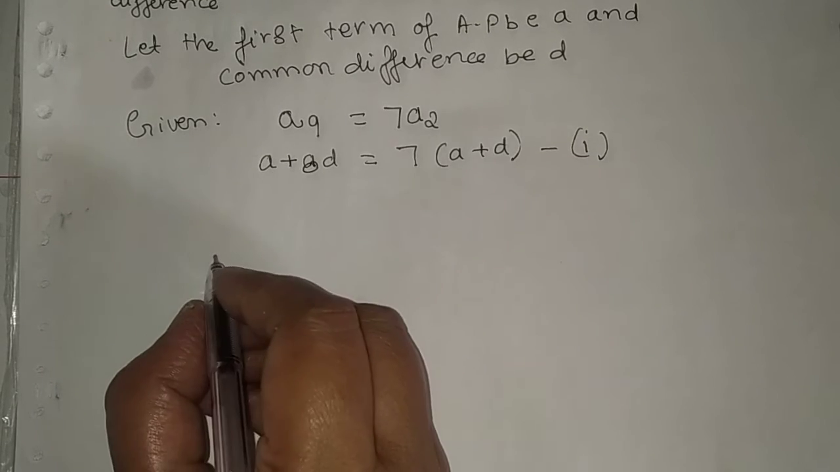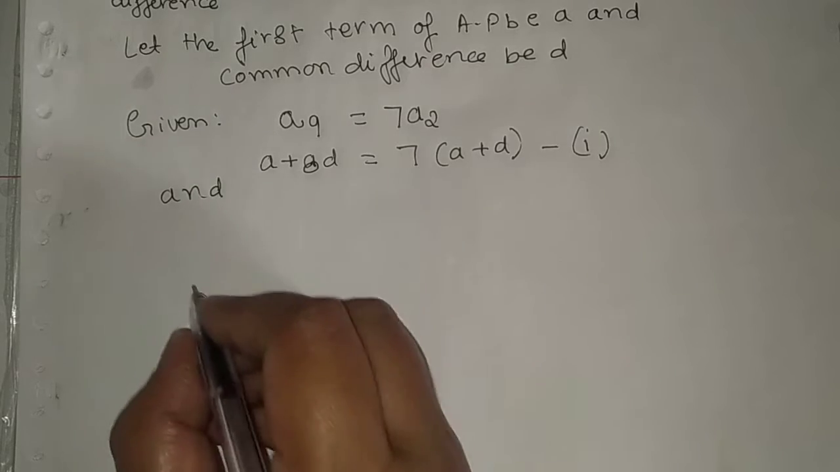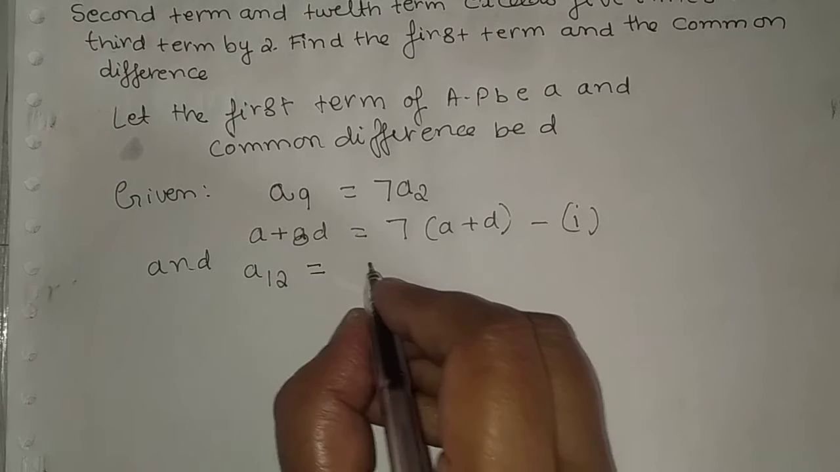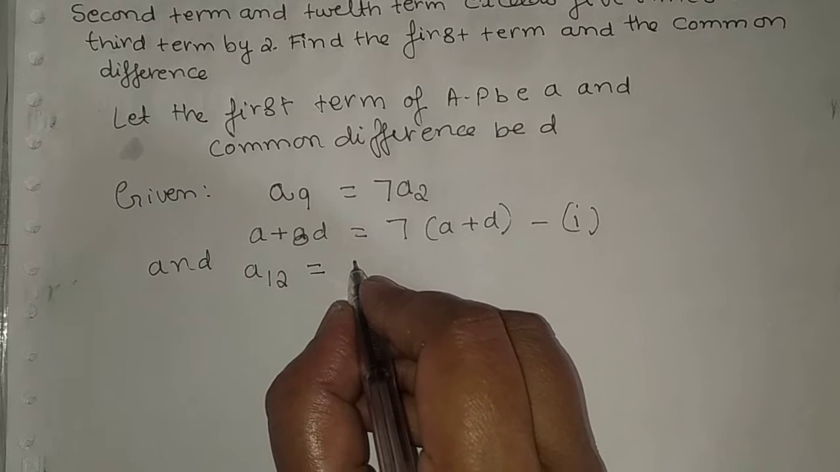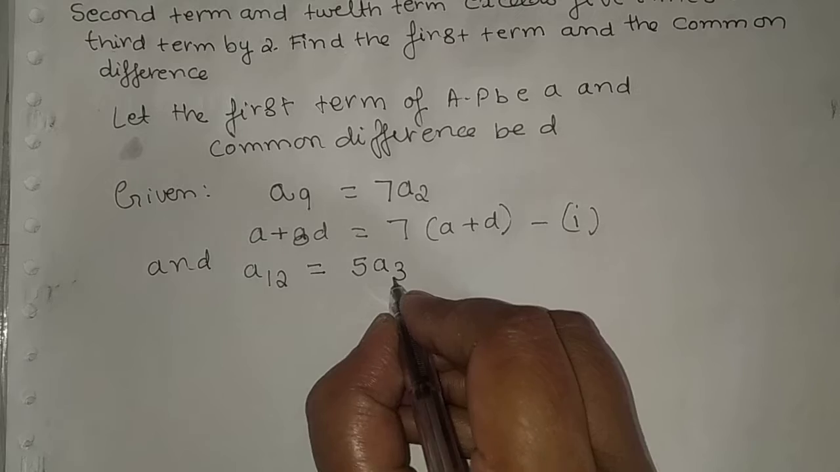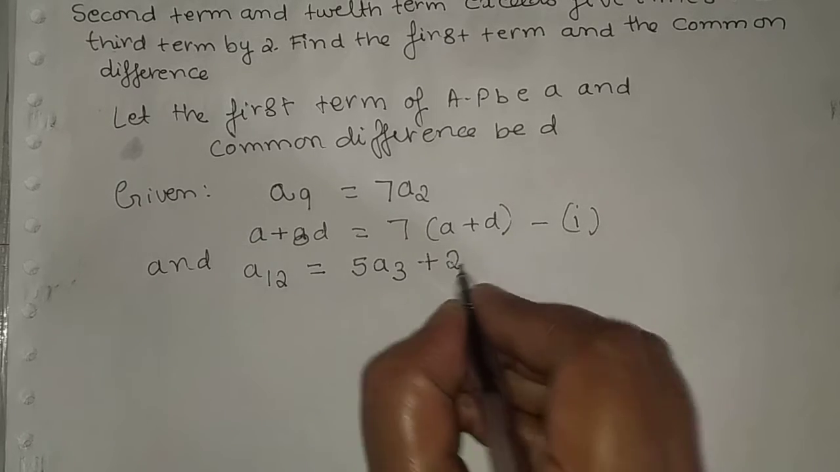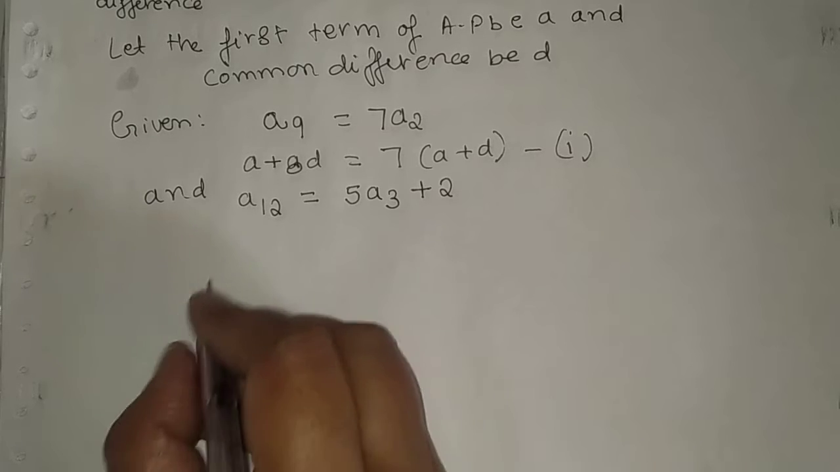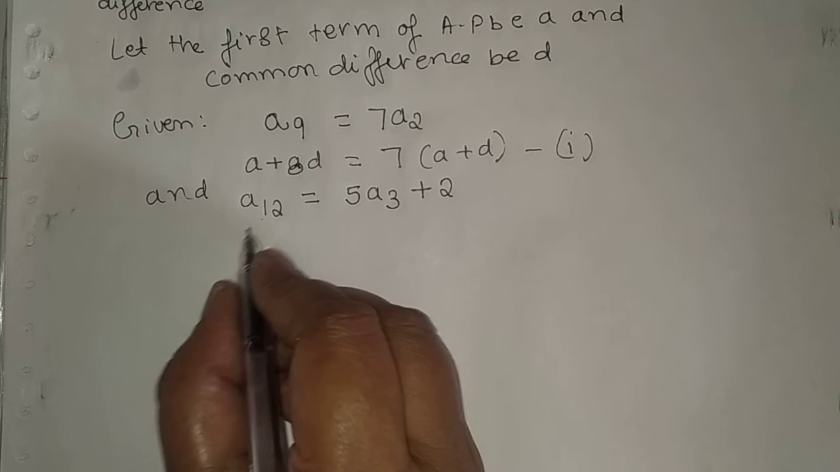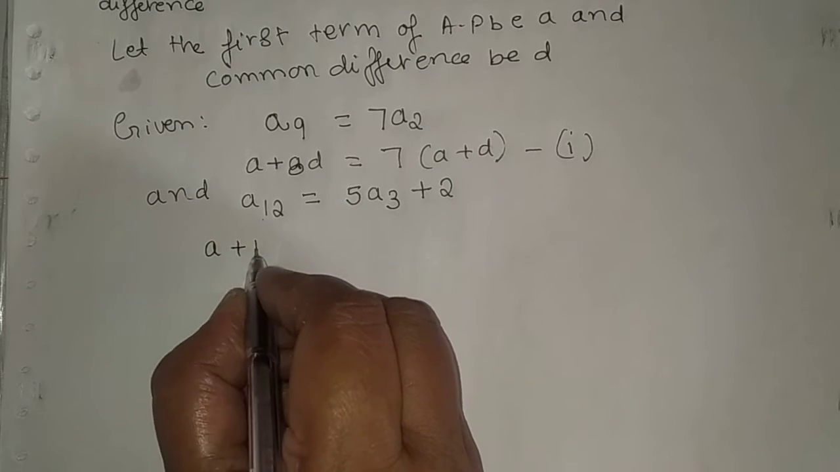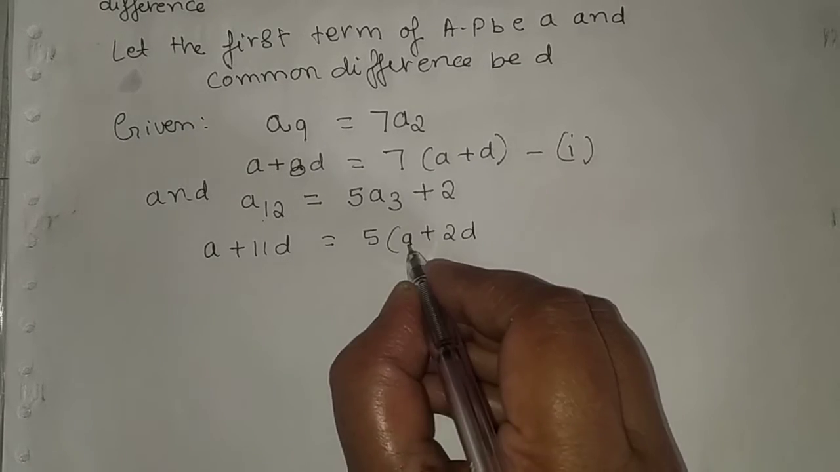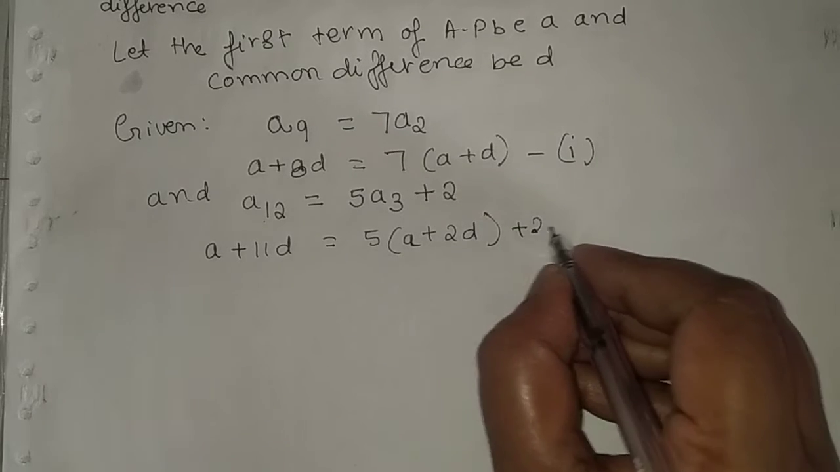So now the next part of the question is the 12th term, that is A12, exceeds 5 times the third term. The third term will be A3, exceeds by 2, plus 2. This is the second statement of the question. Now we write, this can be split and again written as A plus 11D is equal to 5 into A plus 2D plus 2. This is the second equation.